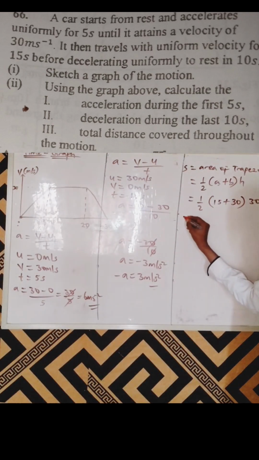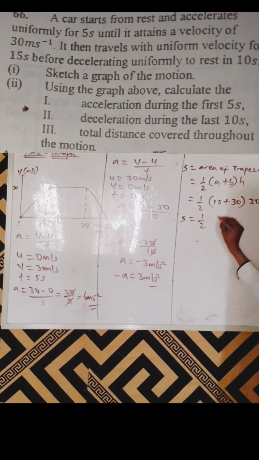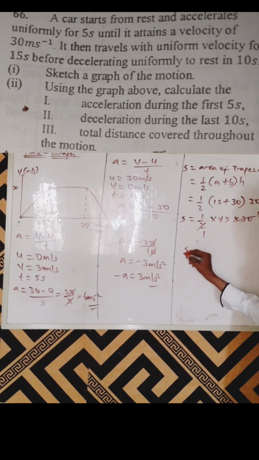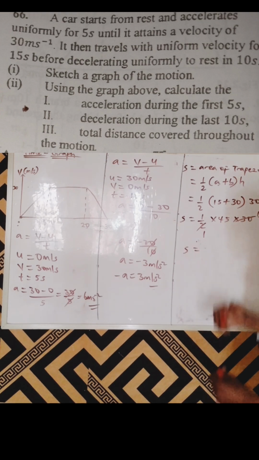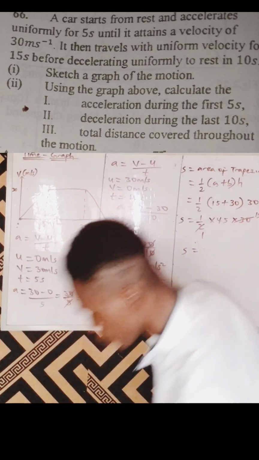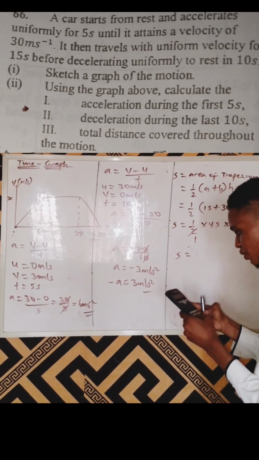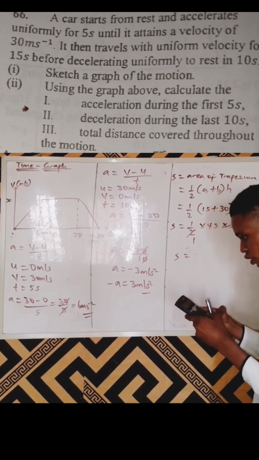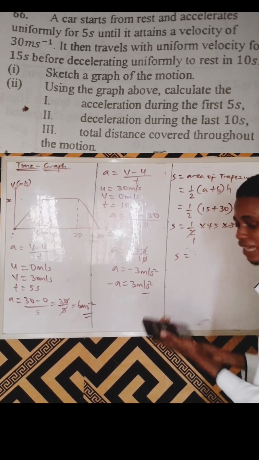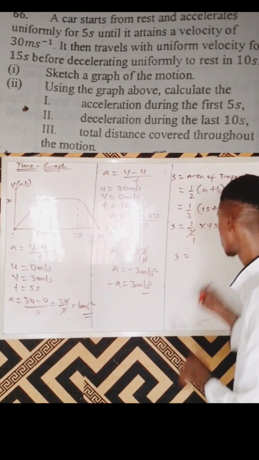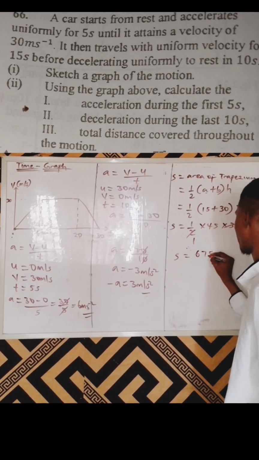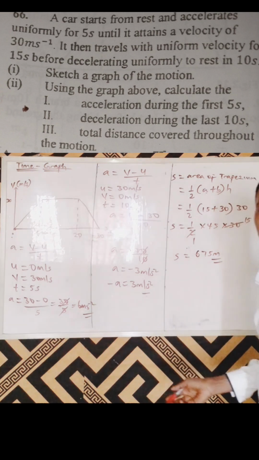So S is equal to 1/2 times 15 plus 30, which is 45, times 30. Half of 30 is 15. So S is equal to 45 times 15. What is 45 times 15? That's 675. That is 675 meters. As simple as ABC.